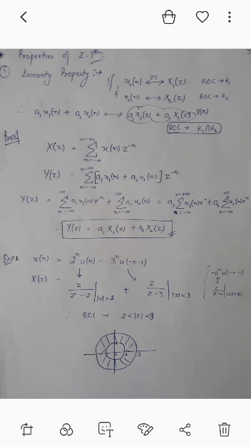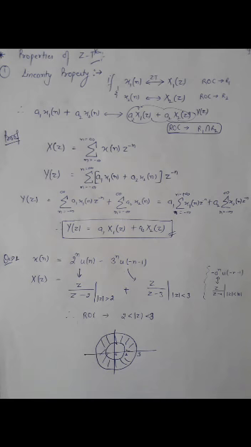Let's go for the proof. X(z) is equal to the summation of x[n] z raised to power minus n, where the limits vary from minus infinity to infinity. So put in the value of x[n] as a1 x1[n] plus a2 x2[n], and suppose the answer is Y(z). Opening that summation, Y(z) is the sum from n equals minus infinity to infinity of a1 x1[n] z^(-n) plus a2 x2[n] z^(-n). So it will give you a1 X1(z) plus a2 X2(z).